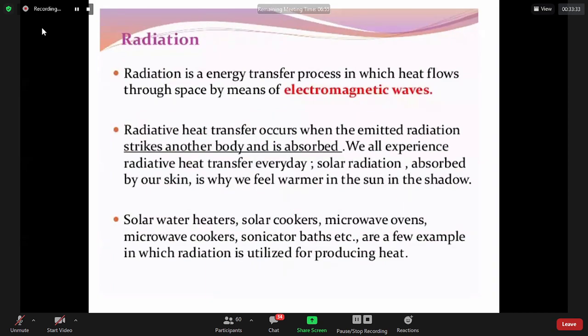Now, radiation is the energy transfer process in which heat flows through space by means of electromagnetic waves.